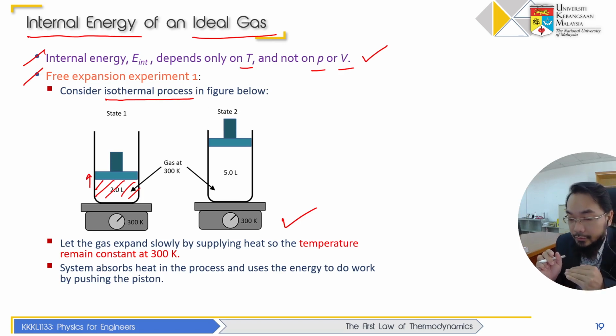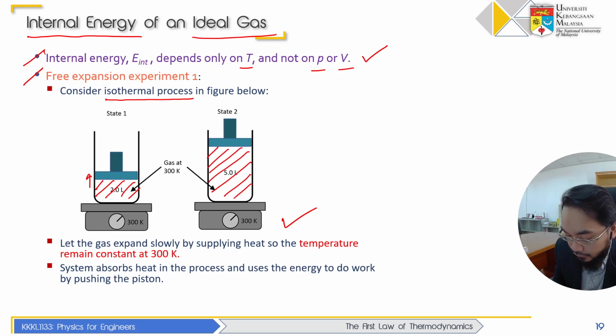You add heat a little bit, that heat is used and conserved into pushing the piston up a little bit by doing work. And you keep on repeating that, supplying a little bit of heat, pushing a little bit up until you have the gas being expanded to fill 5 liter. So the mass still does not change because there's no way the mass can enter in and out because of the piston, right? So the gas itself has expanded. So let the gas expand slowly by supplying heat so the temperature remains constant at 300 Kelvin, which is roughly around room temperature. System will absorb the heat and in the process use the energy to do work by pushing the piston as I described just now.